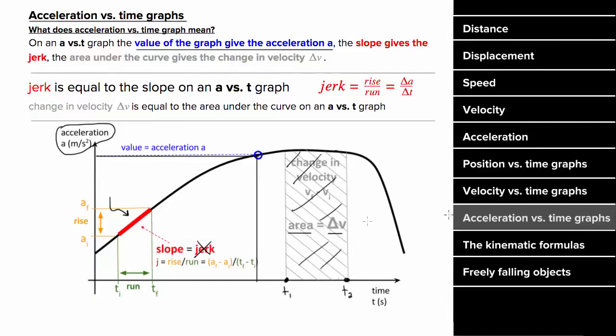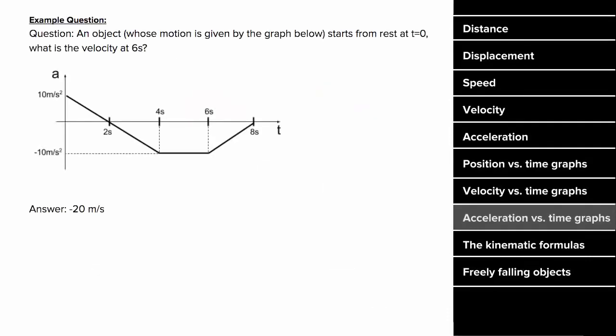So what would an example problem involving acceleration versus time graphs look like? Let's say an object started from rest at t equals 0 and you want to determine with this acceleration graph what the velocity was at 6 seconds. We know that the area is going to represent the change in velocity. So since I'm going from 0 seconds to 6 seconds, I want to determine the area under the graph between 0 and 6 seconds. This first area would be a positive area, this second area would be a negative area, and this third area would also be a negative area.